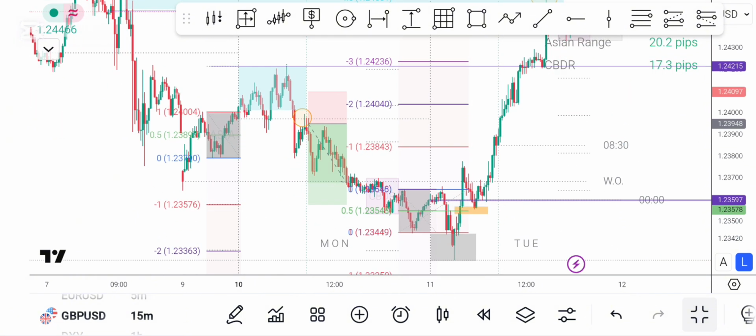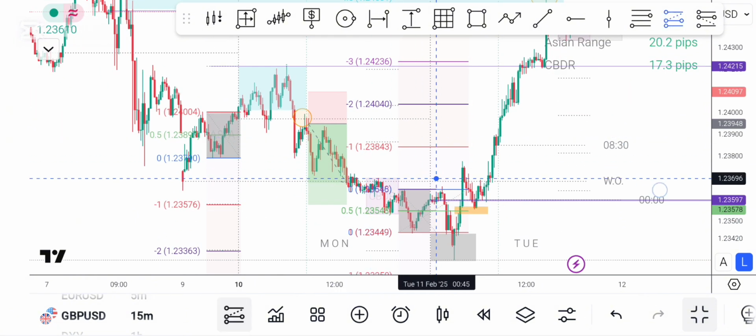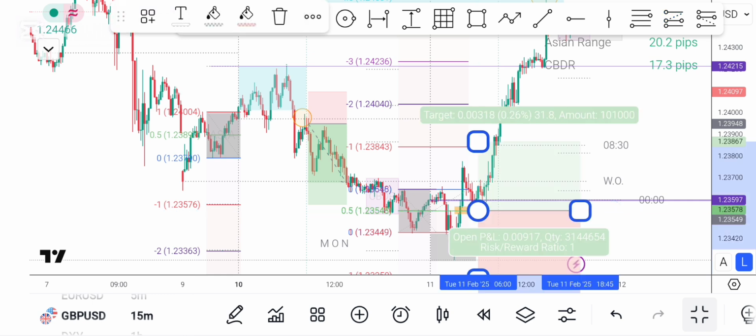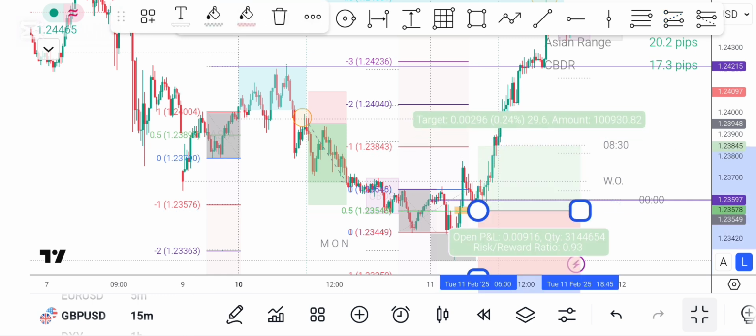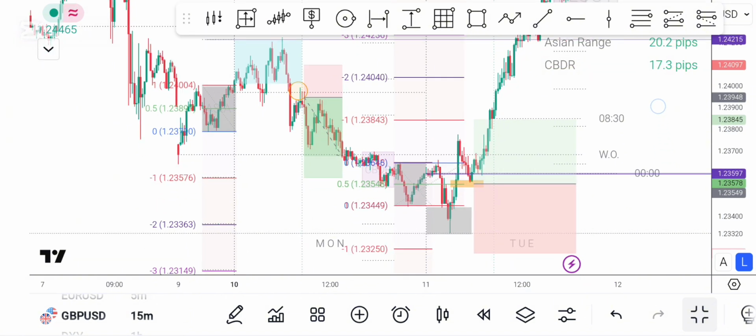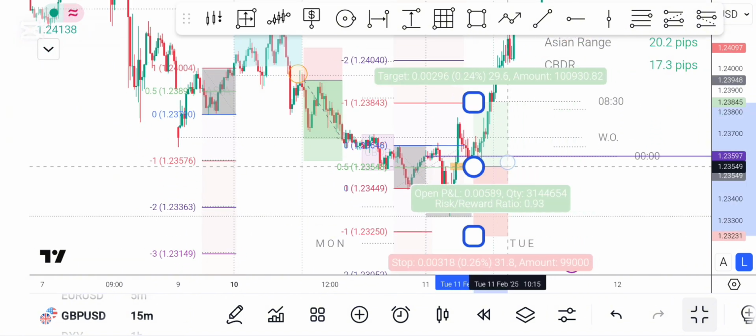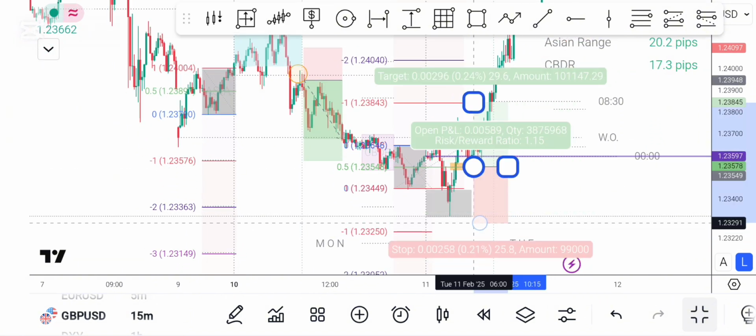But what is our profit objective? Our profit objective is just what? 1 standard deviation. So if we bought here, we'll just be looking for 1 standard deviation. And that was 29 pips. So if you took this trade, you would have made 29 pips as profit, and that will be okay for the day.